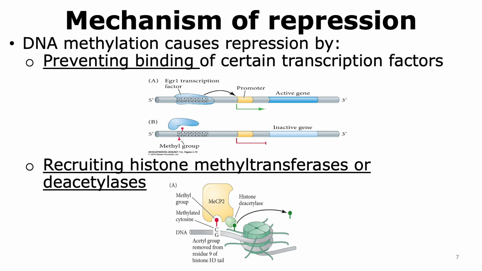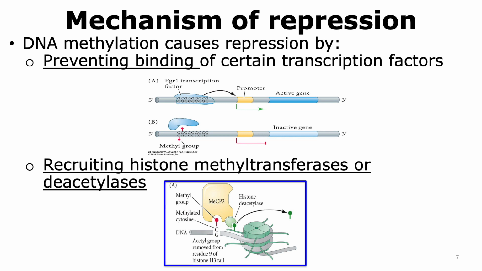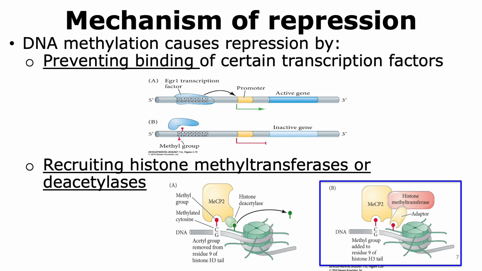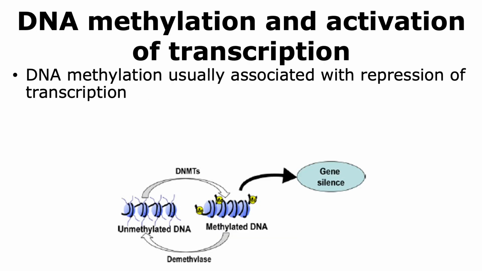What it also does is, since it binds to the methylated DNA, MECP2 promotes the deacetylation of the histone tails. And that also results in the recruitment of a histone methyltransferase that can now add methyl groups to the histone tails, and thereby transcription is repressed.